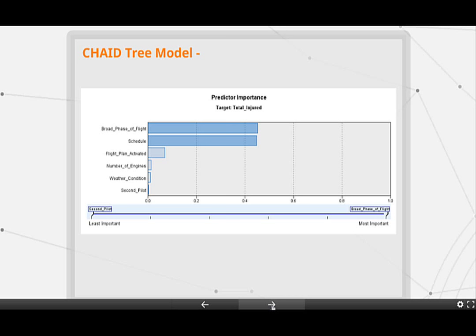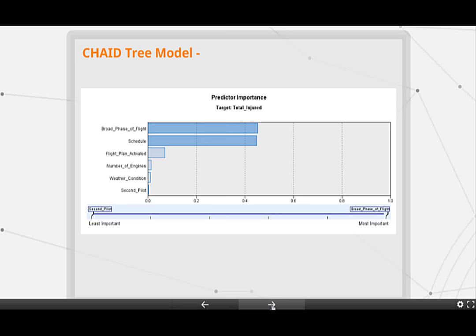Regarding flight schedule, if a flight is not on schedule, it might increase the chances of an accident. How? Due to this unplanned flight, the ground crew is under pressure as it might have many more flights to handle at the same time, and the same is the risk when the flight is not as per its plan and it might lose track of its route. So this is all the CHAID tree model explains.